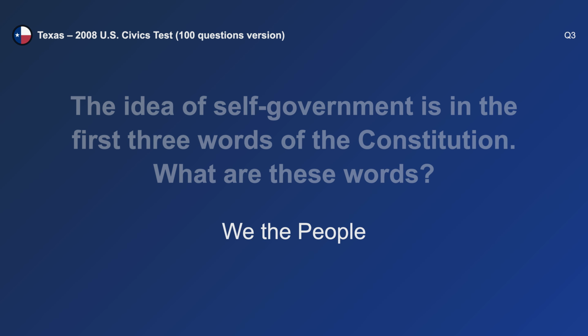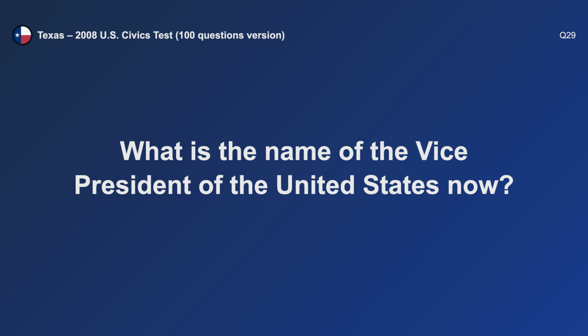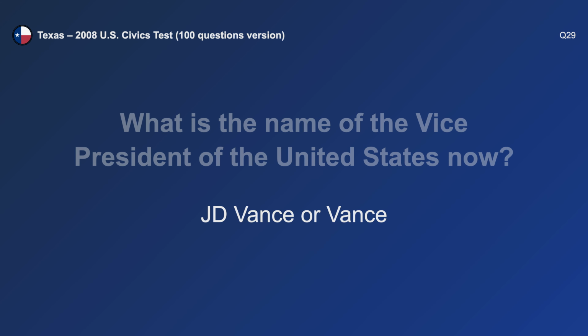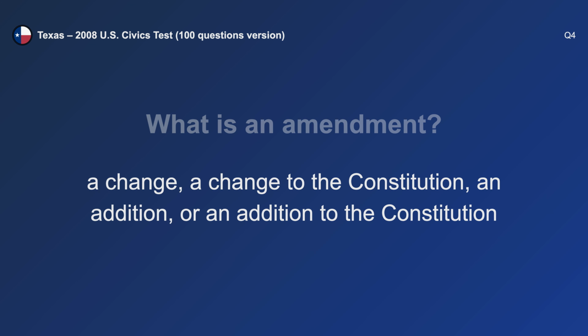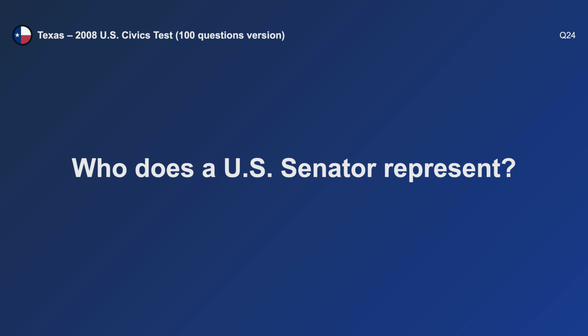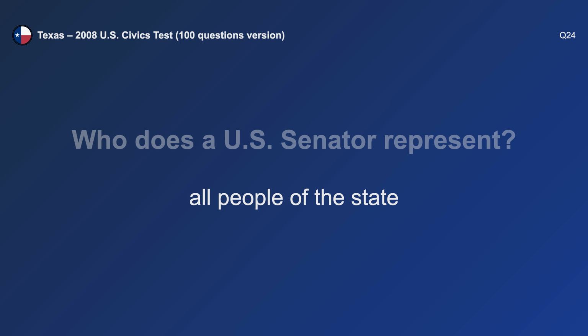We the people. What is the name of the Vice President of the United States now? J.D. Vance. What is an amendment? A change to the Constitution. Who does a U.S. Senator represent? All people of the state.